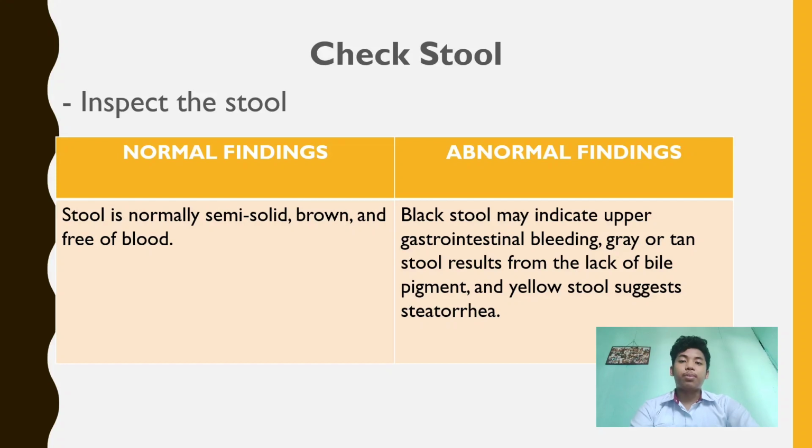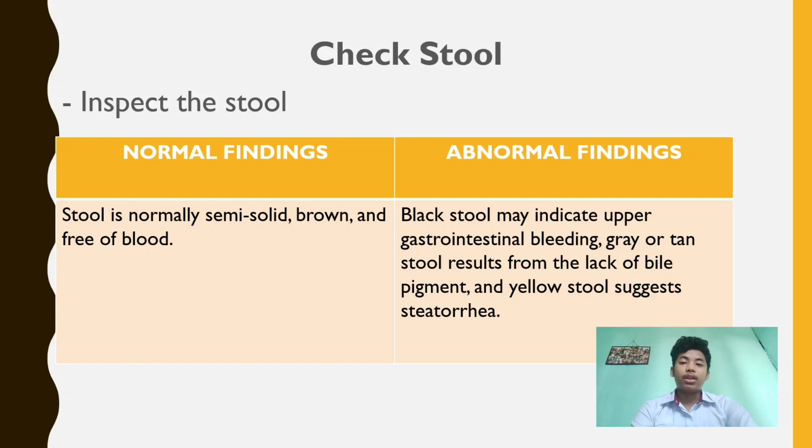Check the stool. Inspect the stool, assess the color, and test the feces for occult blood. Provide the client with a towel to wipe the anorectal area. For the normal findings, stool is normally semi-solid, brown, and free of blood.